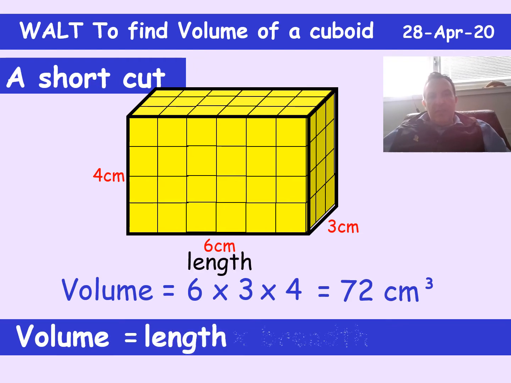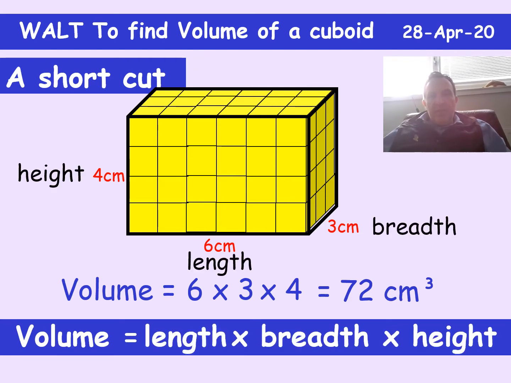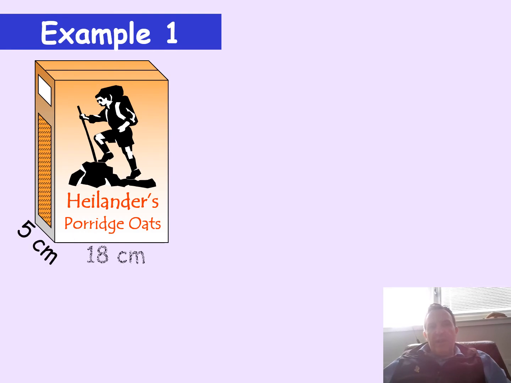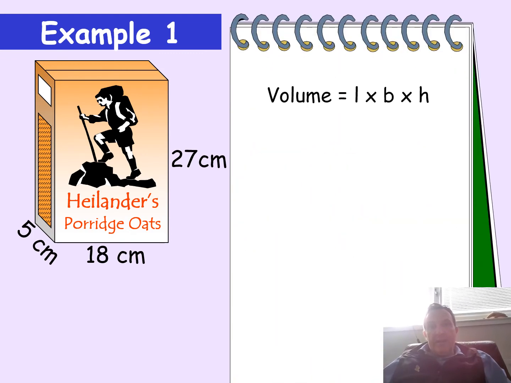Volume V equals length times breadth times height. And what I do when I'm doing any calculation to do with volume is I start off with my formula. So V equals L times B times H. So I'm going to show you our first example. It's going to be a cereal box, just like one I have downstairs, with approximately the same dimensions as these. And I start by writing down V, or volume, equals L times B times H.